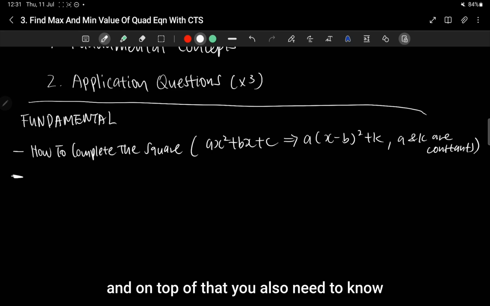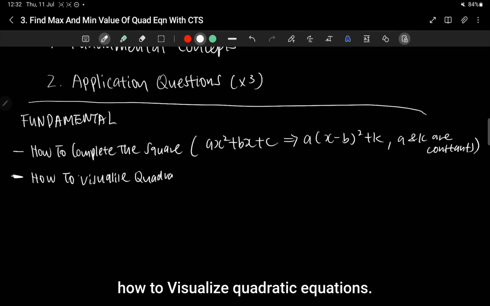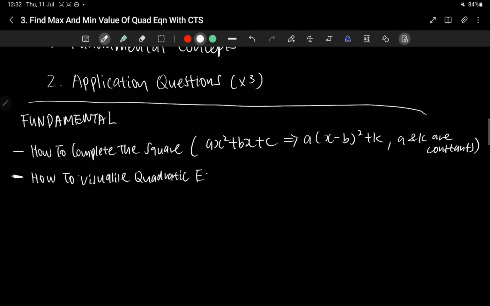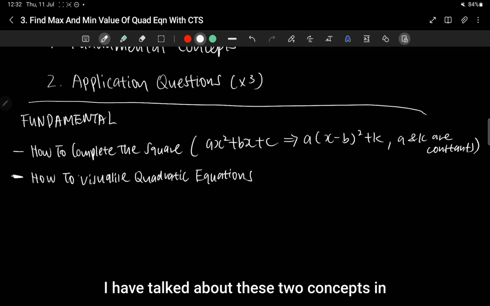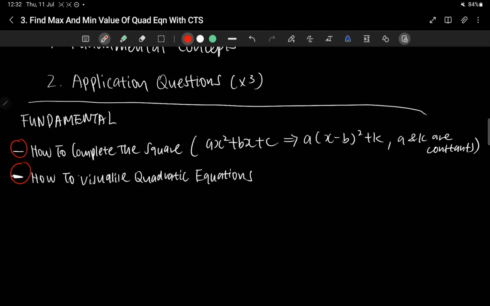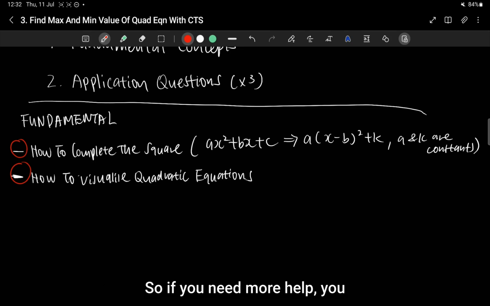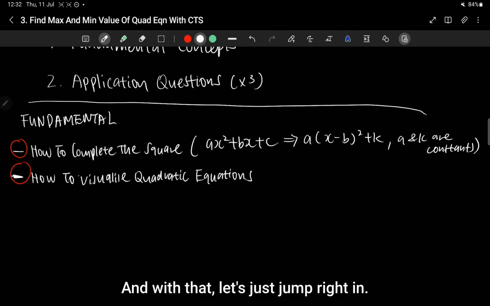And on top of that, you also need to know how to sketch, or rather not sketch, but how to visualize quadratic equations. I have talked about these 2 concepts in my earlier videos, which you can find on the right hand side of this video right now, but I'm going to go through this entire video assuming you already know how to do so. So if you need more help, you can go ahead and look at all of my other videos on this channel. And with that, let's just jump right in.